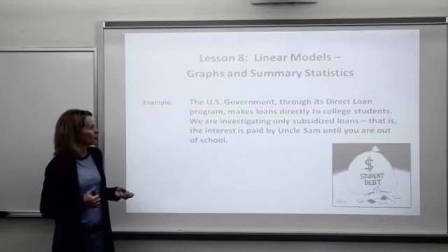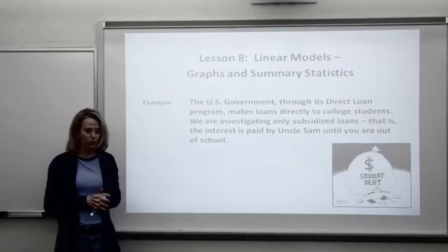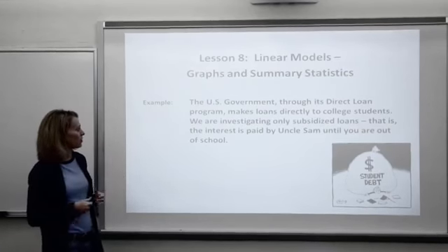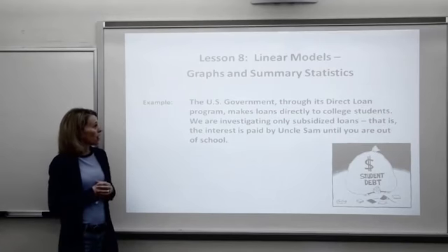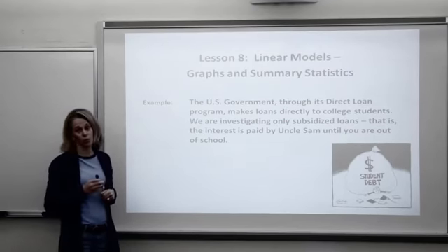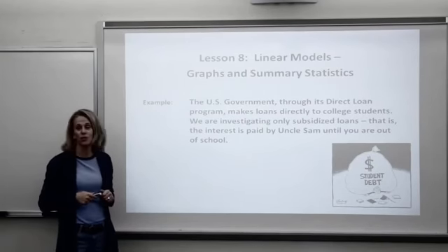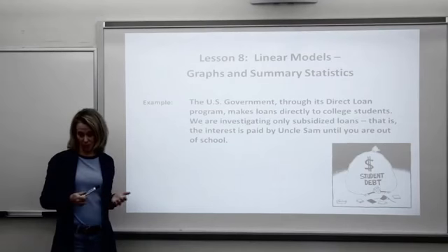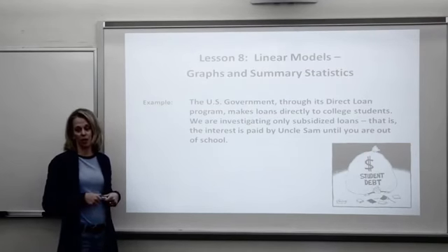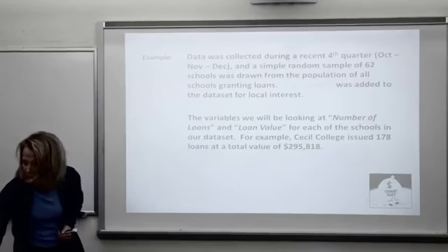Lesson 8, we're going to start looking at two variables and how they might be related. To motivate that, we have an example to start off with where we have data from the U.S. government through its direct loan program, which makes direct loans directly to college students. We're going to investigate subsidized loans where the interest is paid by Uncle Sam until you're out of school.